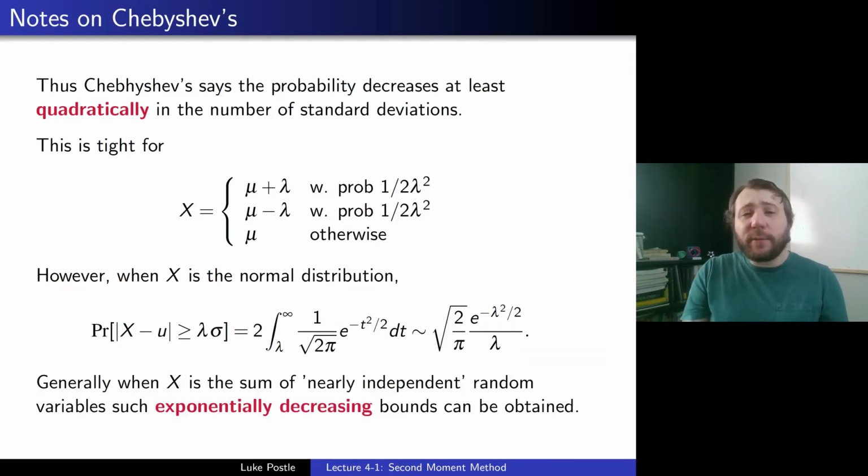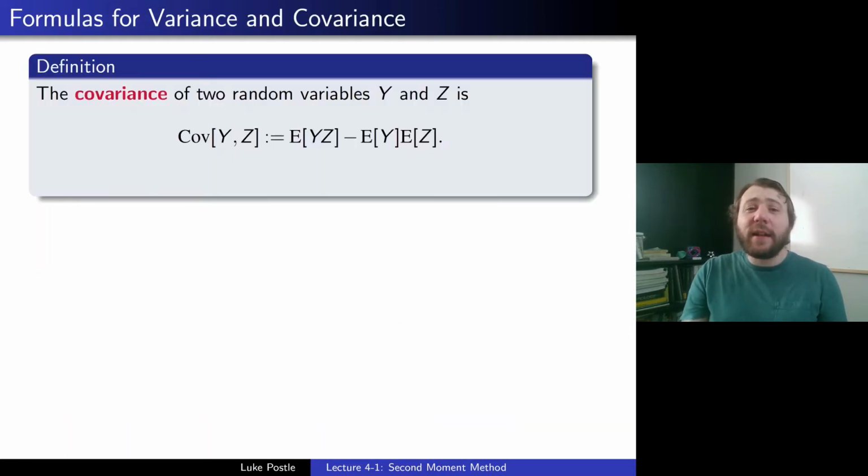And more generally, we'll see later in this course that when x is the sum of nearly independent random variables, such exponentially decreasing bounds can be obtained. So often we can do better than Chebyshev's, but without any restrictions, Chebyshev's is essentially the best one we can do for probability distributions. All right, so now let's go ahead and talk about how to calculate the variance.